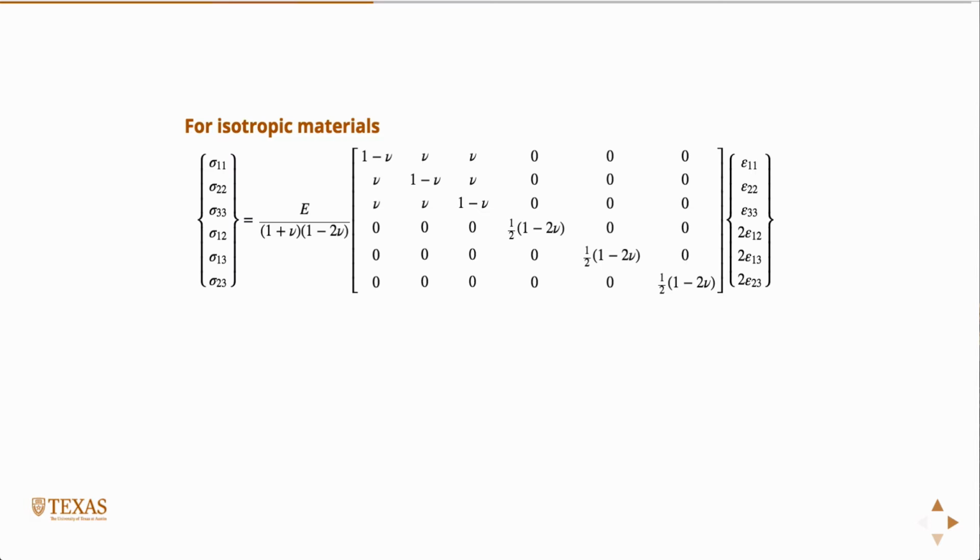Of those 36 entries, for a material that has no planes of symmetry, you can show that 21 of them are unique. So 21 material constants for a material that has no planes of symmetry. However, if you start adding assumptions about planes of symmetry, all the way to the fact that an isotropic material has infinite planes of symmetry, then you get it down to 2 independent material parameters. Right? And in this case, the ones we use are Poisson ratio and Young's modulus.